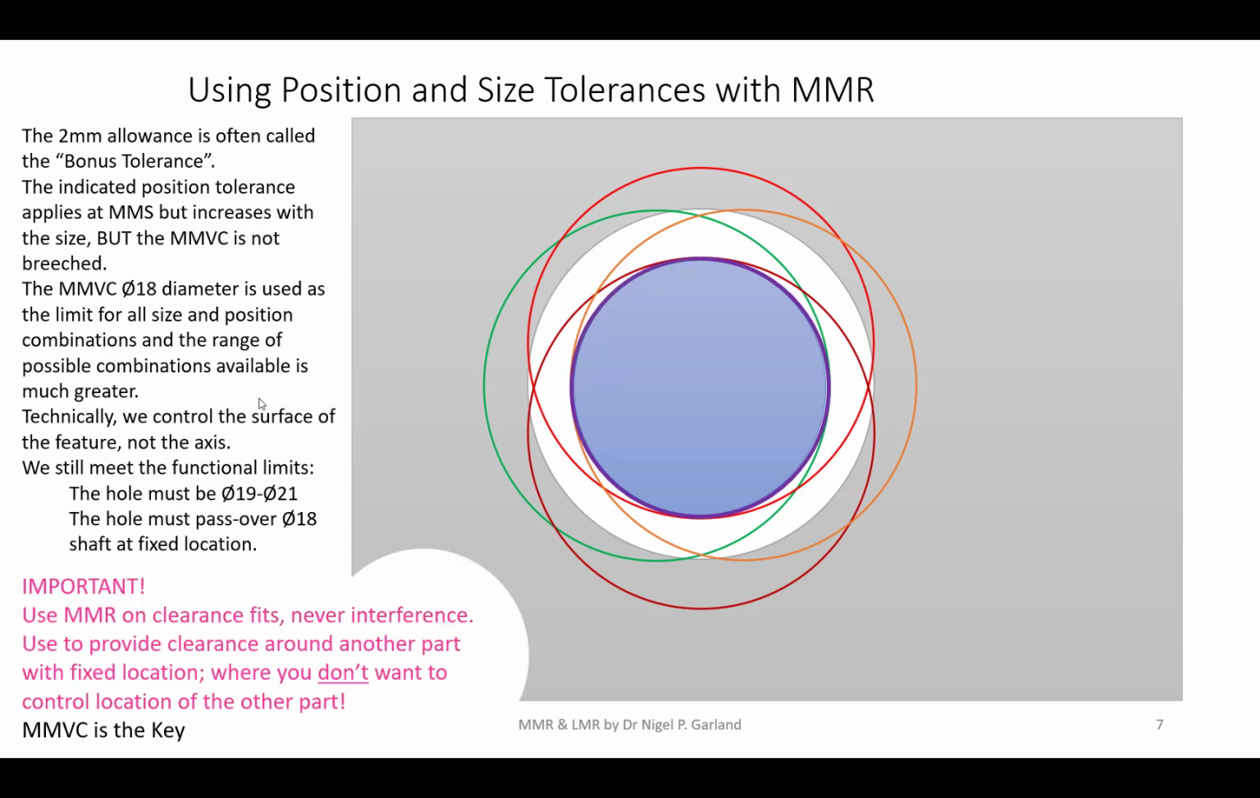Now, it's really important that we recognize that the maximum material requirement is only to be applied to clearance fits. So never use it on an interference fit. We only use it to provide clearance around another part where the part location is fixed. Don't use it when you want to control location of the other part. Now the key point here is to think about the maximum material virtual condition, because it is that space that your hole does not encroach upon.